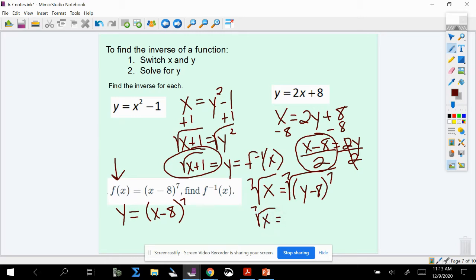That will get rid of the 7th power, so you have y minus 8. And then your second step is to add 8 to both sides. So your final answer is the 7th root of x plus 8. And that is what you'll either type in, or like I said, most of the problems are multiple choice. So you're just going to click the choice that has the right equation for the inverse.